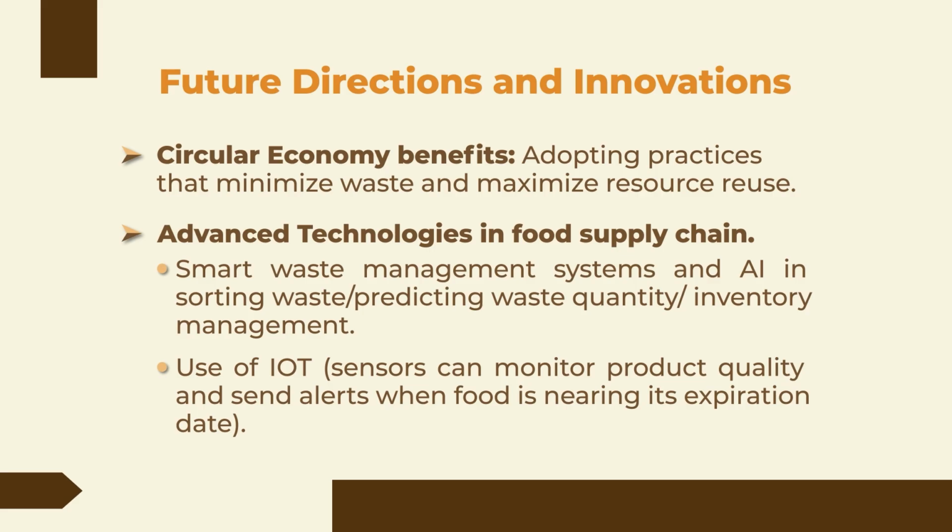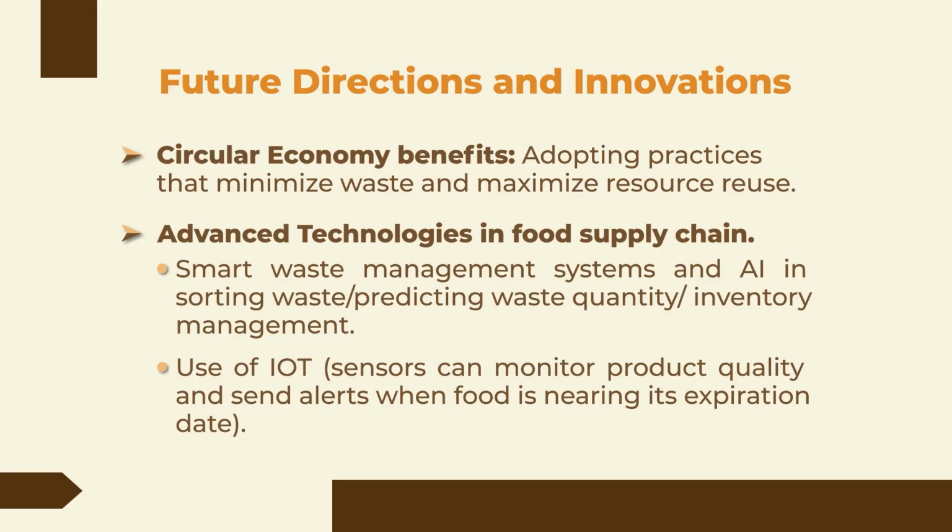Another important part is the adoption of advanced technologies in the food supply chain. For example, the industry can use smart waste management systems. They can use AI for the identification of the waste, for the sorting of the waste, for predicting the quantity of the waste, so that they can avoid the overproduction or the wastage of the food. The AI can also be used for inventory management.